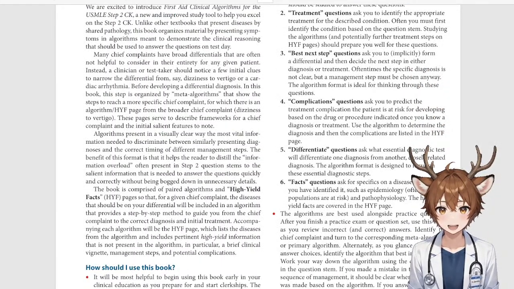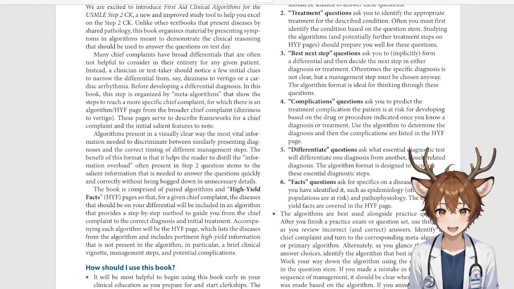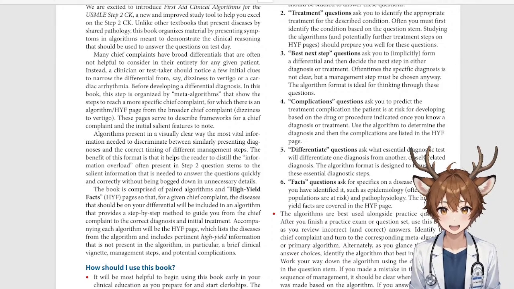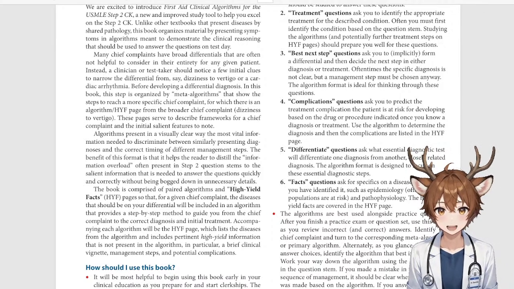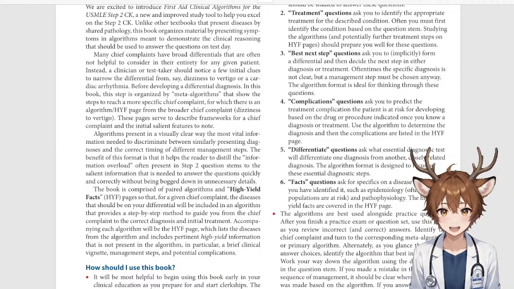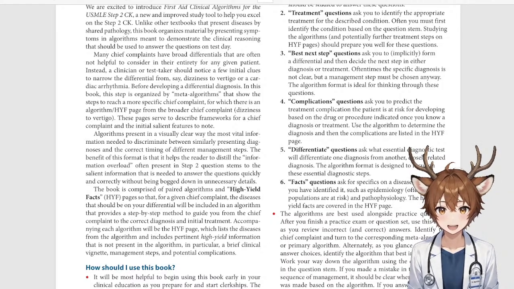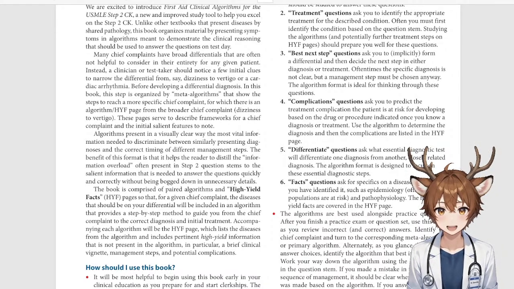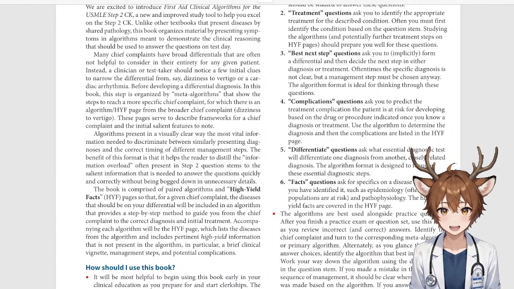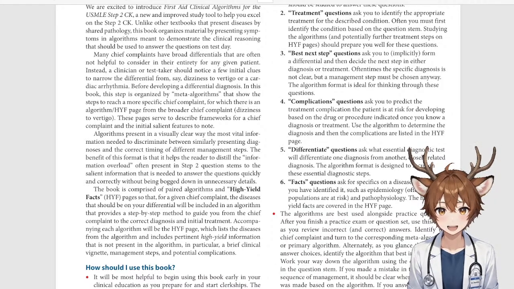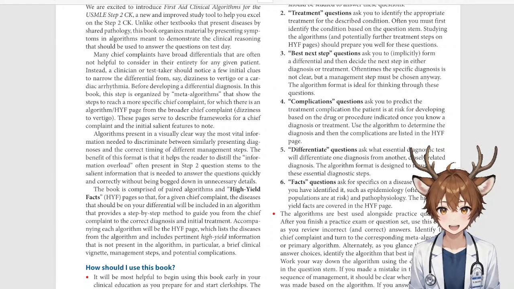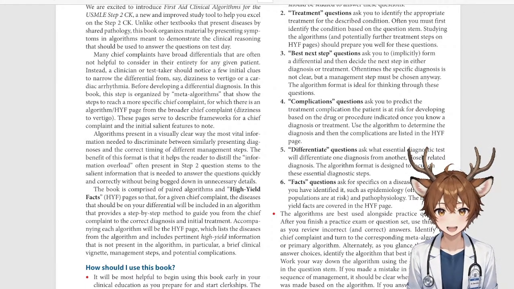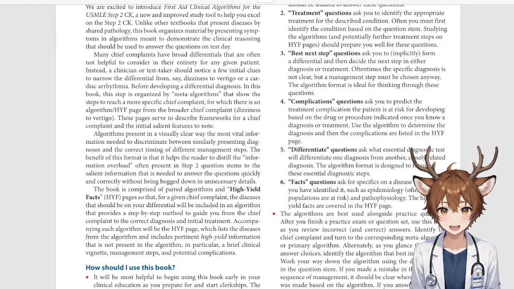3. Best next step questions ask you to implicitly form a differential and then decide the next step in either diagnosis or treatment. Oftentimes, the specific diagnosis is not clear, but a management step must be chosen anyways. The algorithm format is ideal for thinking through these questions. 4. Complications questions ask you to predict the complication the patient is at risk for developing based on the drug or procedure indicated once you know a diagnosis or treatment. Use the algorithm to determine the diagnosis and then the complications are listed in the high yield fact page.